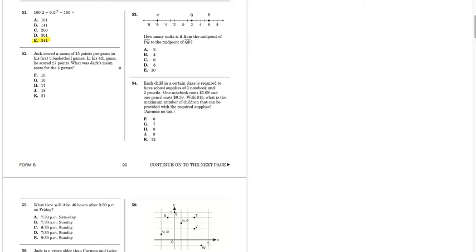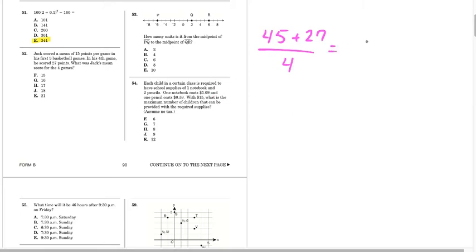Number 52. Jack scored a mean of 15 points per game for his first three games. So how many points is that? 15 times 3 is 45. Then he scored 27, that's pretty good. And they want to know his new mean score. So we divide by 4. 45 plus 27 is 72, divided by 4, which is 18. And that is answer J.